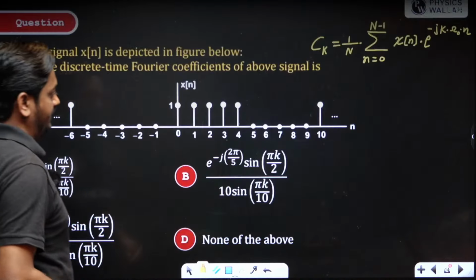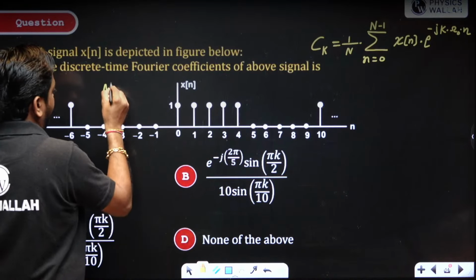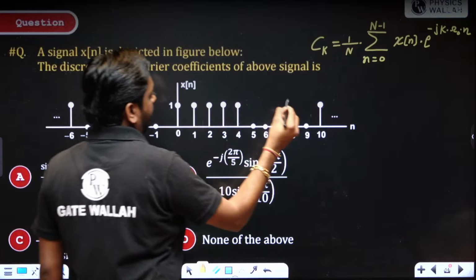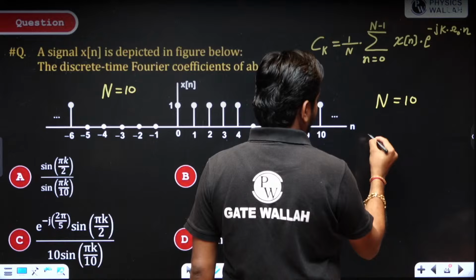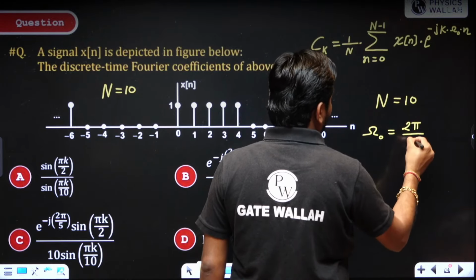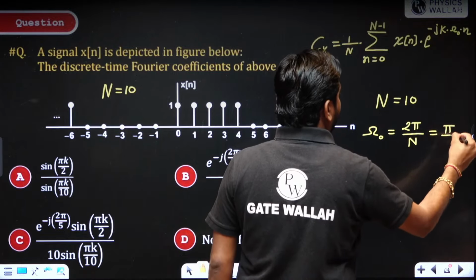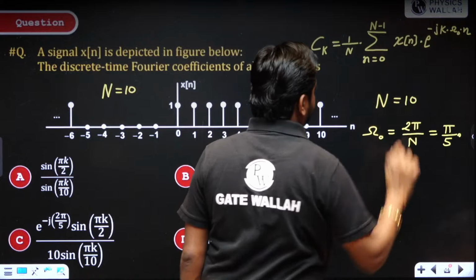Now see, first of all, find the fundamental time period. So 0 to 9, guys. How many samples are there? N equal to 10, guys. What about the fundamental frequency? The fundamental period is N equal to 10, and the fundamental frequency omega 0 is equal to 2 pi by capital N. That is, here you will get pi by 5. Because in this formula we need x of n and we need omega 0 also.